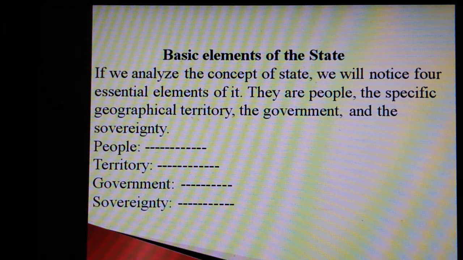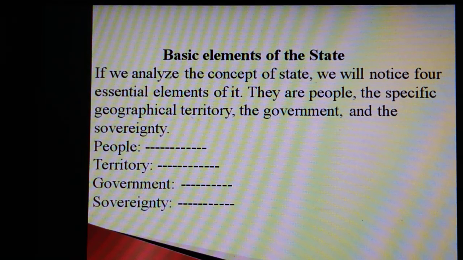Third element of state, that is government. Government is the third element of state. The control over a specific land is established after the formation of the government. The formation of a state is incomplete without it. There are three divisions for running the government: law, administrative, and judiciary system. That is, these are the three organs of the government. I repeat, the legislature, that is parliament, the administration, and the judiciary. These three bodies form the government.